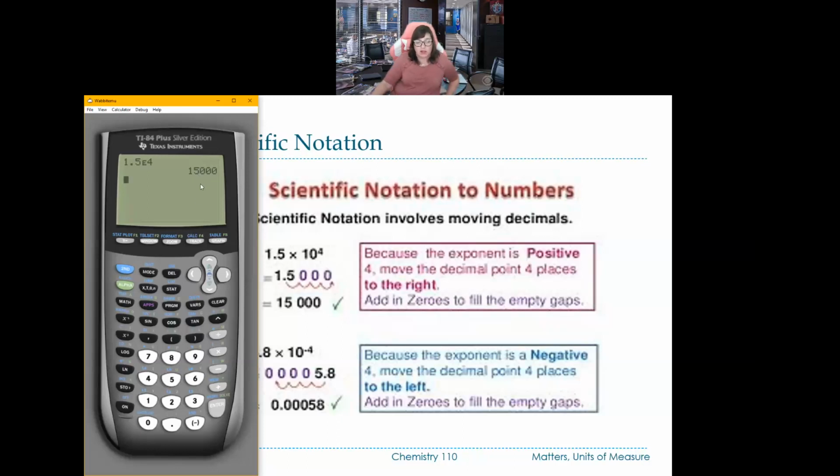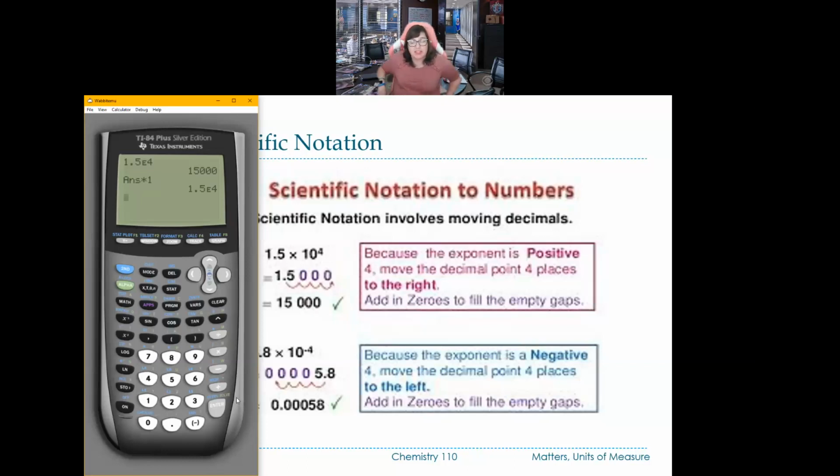Well, what if I don't want that? What if I want it to stay in scientific notation? Can I do that? Actually, yes, I can. And the way that I do that is to click mode and go up here to sci and hit enter. Then I go second quit, and then I multiply that by 1, and I get back to the scientific notation that I had. So if you want to put it in scientific notation, you can. If you want to turn that off, you can. That's typically how you do that.